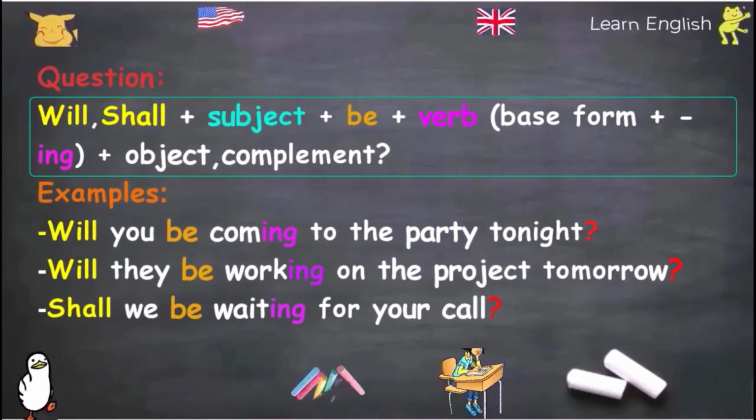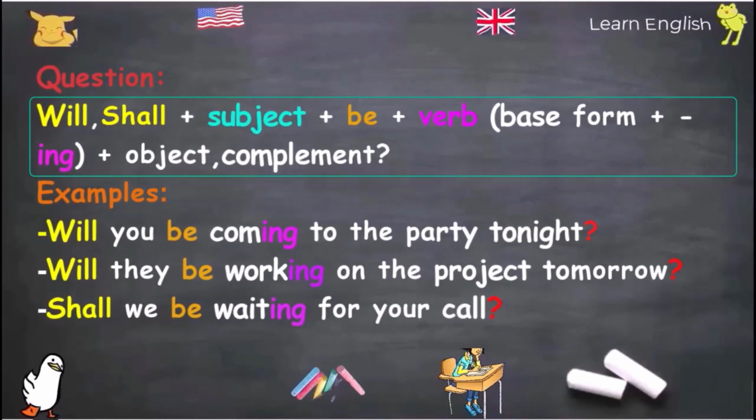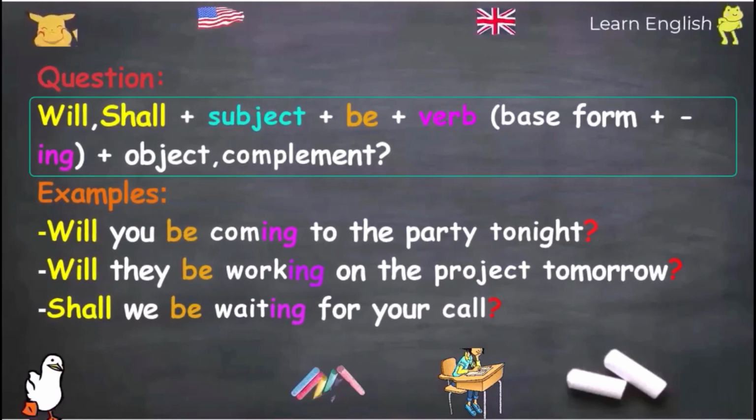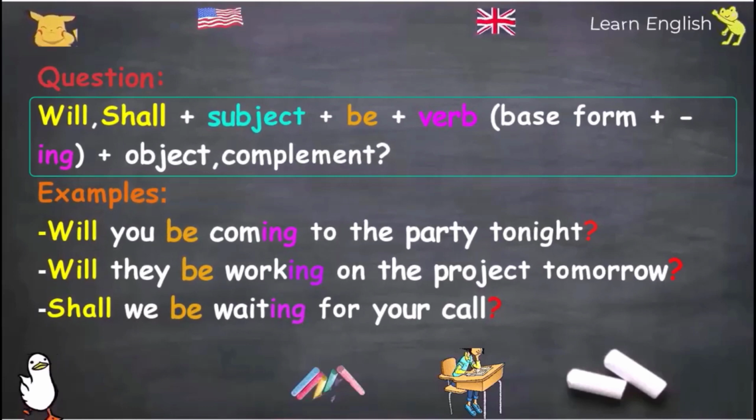Question: Will/shall plus subject plus be plus verb base form plus -ing plus object/complement. Examples: Will you be coming to the party tonight? Will they be working on the project tomorrow? Shall we be waiting for your call?